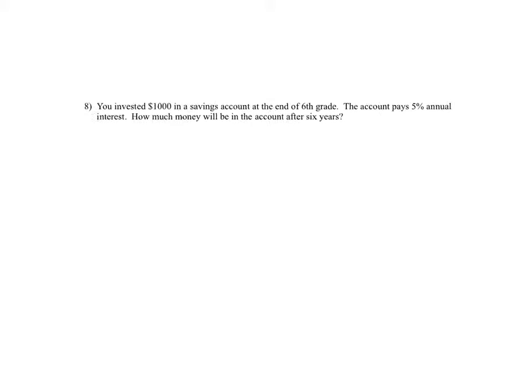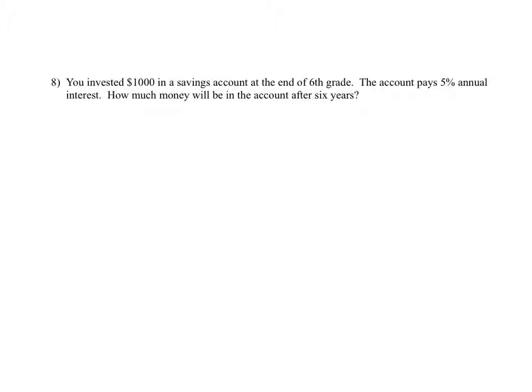So I have that it says you invested $1,000. So we know that my initial value A was $1,000. In a savings account at the end of each year, the account pays 5%. So we know that r is 5%, and we can rewrite this as 0.05. We're just moving the decimal point twice to the left. How much money will be in the account after 6 years? So we know that t is 6.